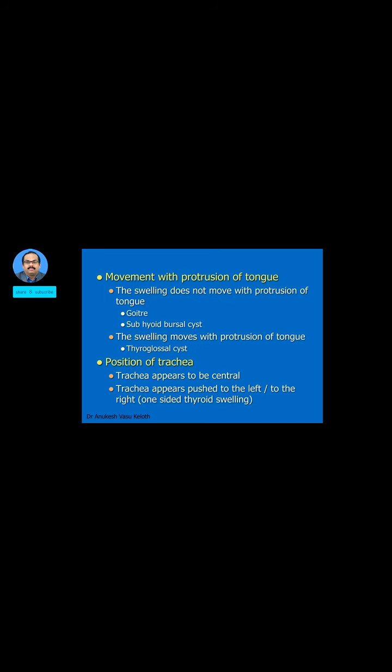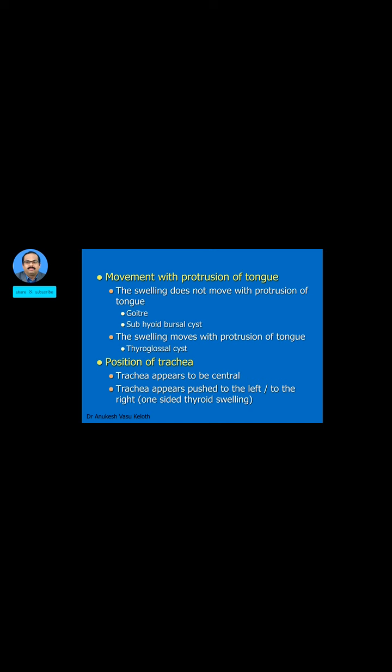Now moving further, you have the movement with protrusion of tongue. The swelling that moves with protrusion of tongue is actually the thyroglossal cyst, because it has an attachment to the foramen cecum in the tongue through the thyroglossal tract. That's why it moves with protrusion of tongue, while goiter and subhyoid bursal cyst do not. Now for subhyoid bursal cyst the location is obvious. It is just beneath the hyoid bone, which is way above the thyroid cartilage, while the goiter would be below the thyroid cartilage.